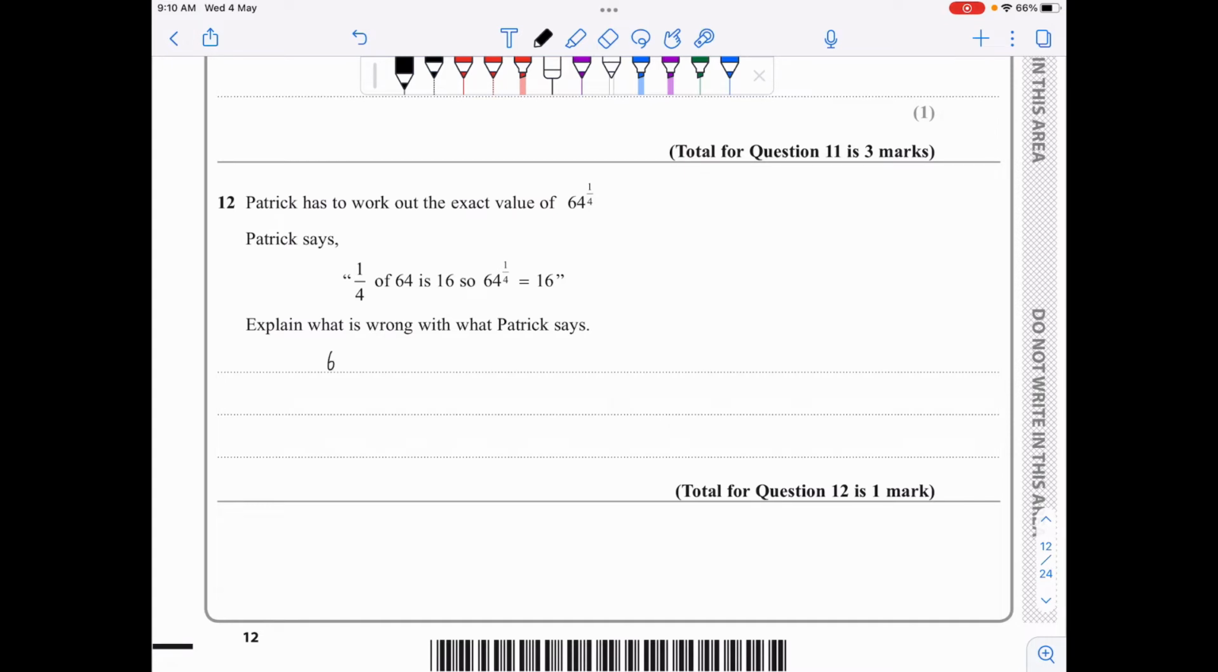Well, 64 to the 1/4 is the 4th root of 64, and my calculator gave me an answer of 2.8 and so on. But a quarter of 64 is 16. So it's not a quarter times 64, it's 64 to the power of 1/4, and therefore the two are different. That's the mistake that Patrick did.